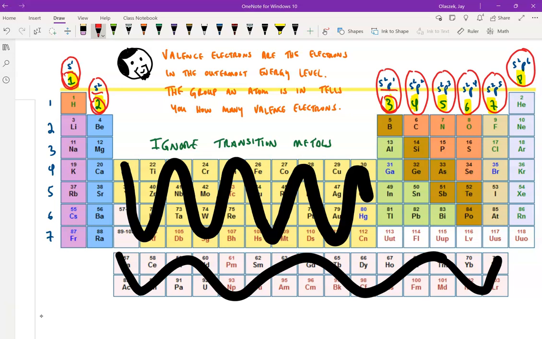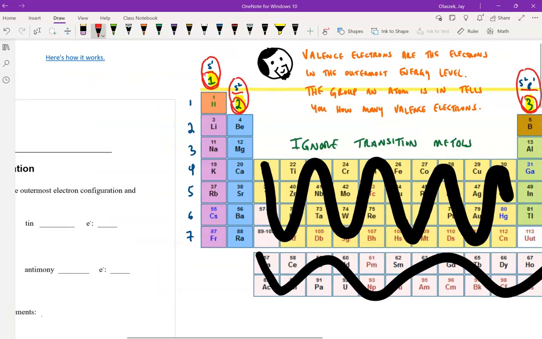You saw that in lab 5A, you saw that in lab 4B, and you even heard that term, ending electron configuration, outermost electrons, in the chapter 4 review. So none of this is a mystery.